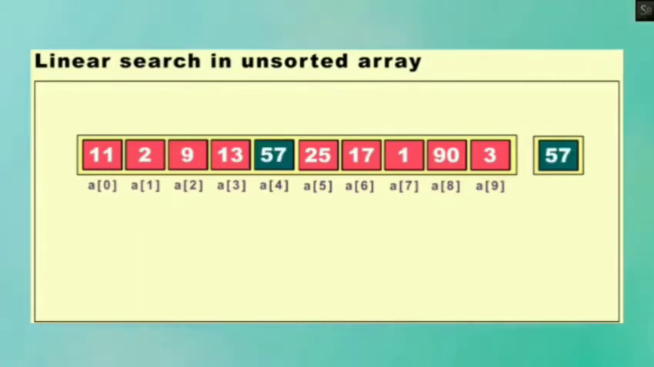So 57 and 57, the element to be searched is 57. So there is a match found. So once the match is found, we'll stop the searching. The searching is successful.